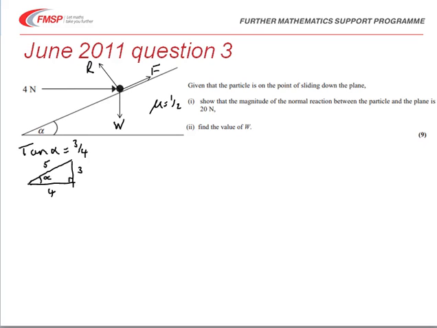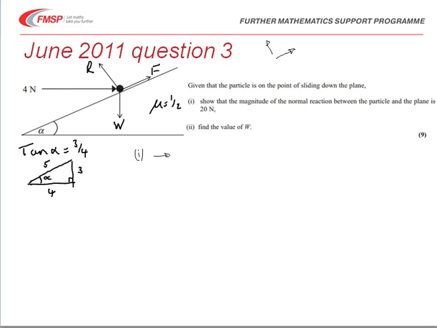Now it is possible to do this question by resolving along the plane and also then perpendicular to the plane, so in these directions. However, if you do that, both of your equations will end up with W and R in them, the two unknowns. So an easier way, instead of resolving in those directions, is to resolve horizontally for the first part of the question, because W has got no component in that direction.